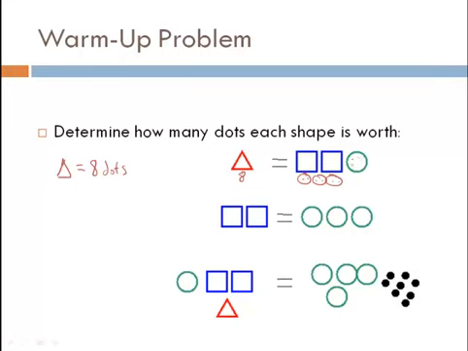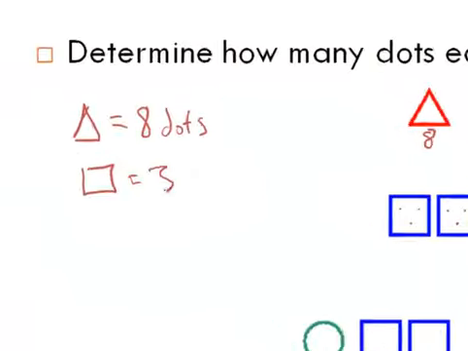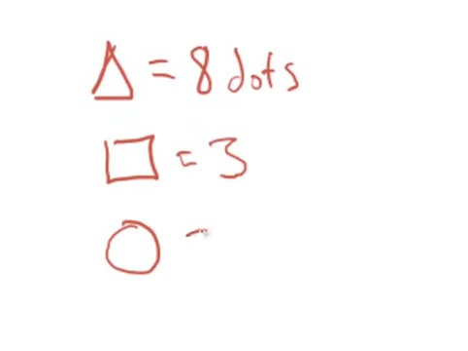Almost look like little smiley faces. And if I do a few more replacements or substitutions, I can see that down here I must have 6 total dots, and to be equal, each square must then contain 3 dots. And I've solved this. I figured out that a triangle is worth 8, a square is worth 3, and a circle is worth 2.